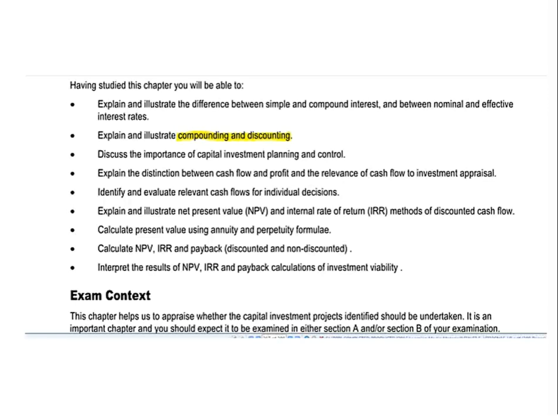There are a number of different techniques that you will come across in this chapter and in your studies. We will look at a technique called net present value, the internal rate of return, and payback. What you also need to be able to do is to interpret the results. So in other words, be able to make a decision. So to understand whether those techniques will tell you whether to accept a long-term project or to reject a long-term project.